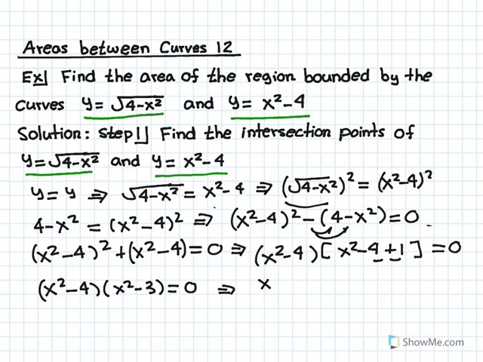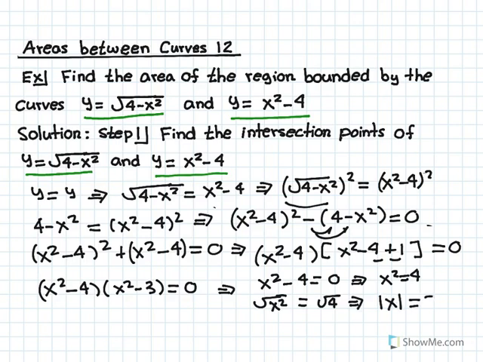So looking at the first factor, we have x squared minus 4 equals 0. We want to solve for x. Bring the 4 to the other side. We get x squared equals 4. Take the radical of both sides. We get root of x squared is equal to root of 4. Root of x squared is not x, it's the absolute value of x. Absolute value of x is equal to 2. Solve for x, we get x equals 2, x equals minus 2.